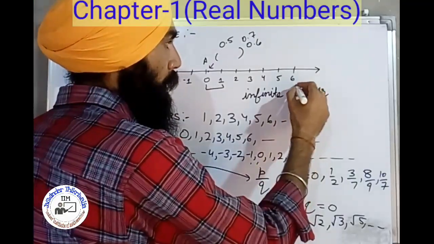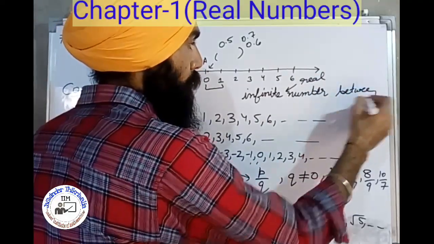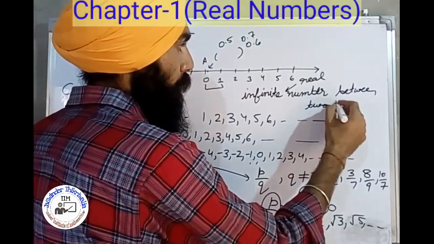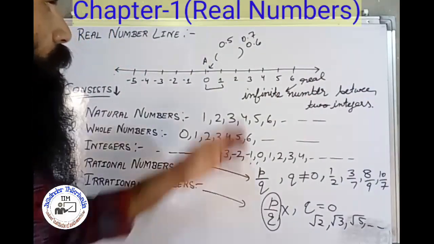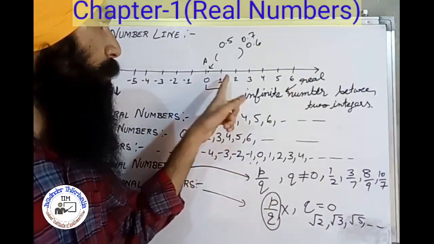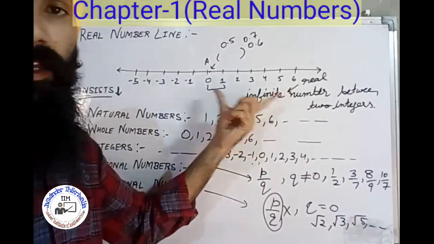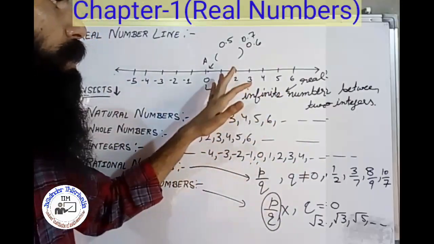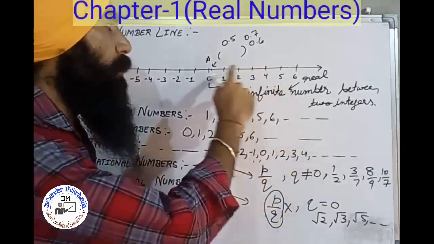There are infinite real numbers between two integers. Okay, in this number line, in between every two numbers there are infinite numbers, meaning so many that we cannot count them. Between any two real numbers there are infinite real numbers lying on this line.